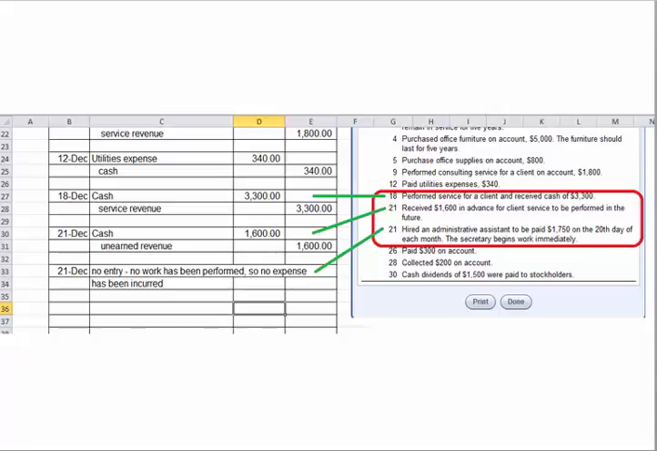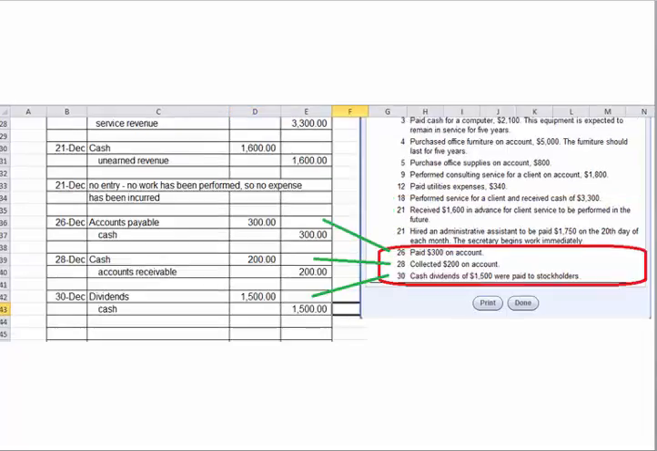credit the account. Finally, on 12/21, we hire an administrative assistant. Even though the problem tells us when the employee will be paid and how much the employee will be paid, the employee has not worked yet, so no payroll liability has been incurred. On the day we hire the employee, we have no entry.